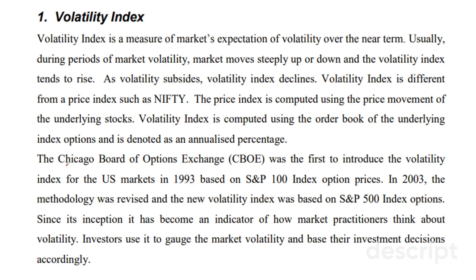The Chicago Board of Options Exchange was the first to introduce the volatility index for the US market in 1993, based on the S&P 100 index option prices. In 2003, the methodology was revised and the new volatility index was based on S&P 500 index options. Since its inception, it has become an indicator of how market participants think about the volatility. Investors use the market volatility to base their investment decisions. So it's as simple as that. No rocket science in it.